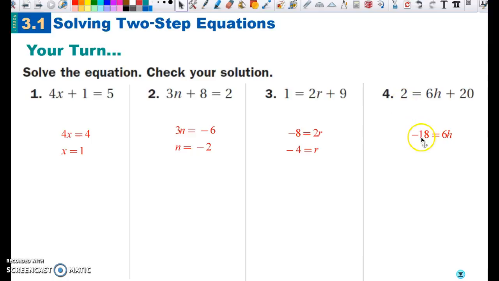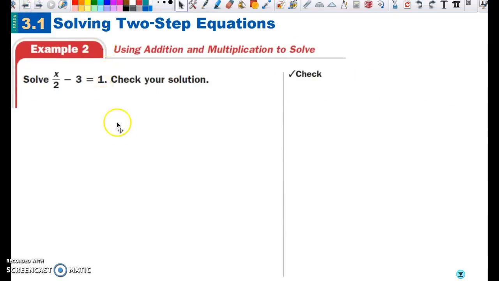2 minus 20 is negative 18, equals 6h. You divide by 6. h is negative 3. Okay, check your work. 6 times negative 3 is negative 18 plus 20. Oops, that doesn't seem quite right here. It should be though. Yep, it is. Negative 18 plus 20, that's positive 2.